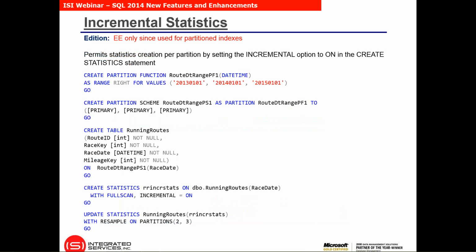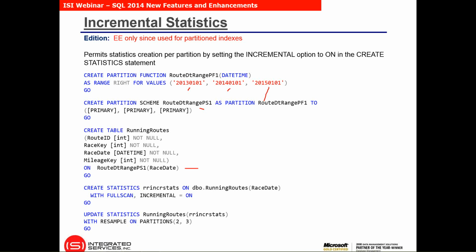Incremental statistics. That's been enhanced to allow stats creation by partition. So when you set the incremental option to on in your create stats statement. So now, as administrators, when we update statistics, we can tell SQL exactly which partition we want it to update. As an example, I went ahead and created some partitions and some statistics. I created a partition based on date, so 2013, 2014, 2015, of course, on my running routes table. So I created my partition scheme, and I created my table and partitioned it on the race date.